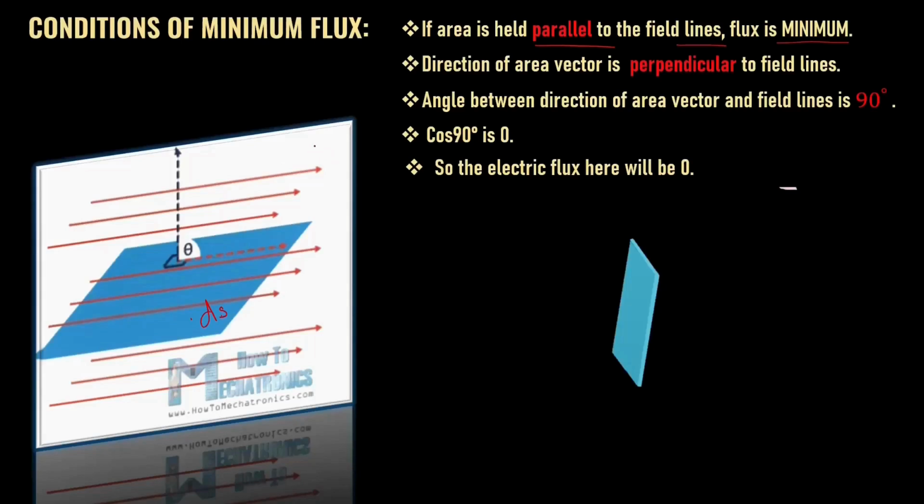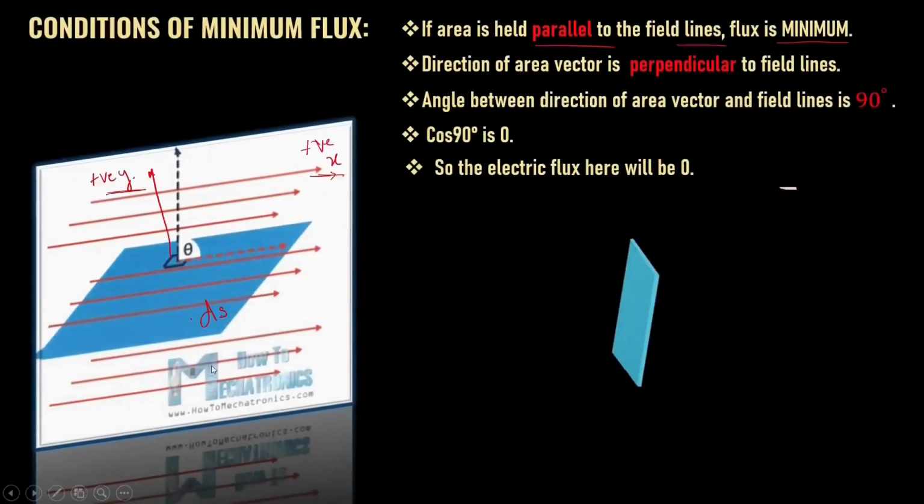So here, you can see along the positive x-axis, the field lines are passing, and the area is also held along the positive x-axis. So we will say area is held parallel to the field lines, but this time the area vector will be pointing along the positive y direction, because area vector is always perpendicular to the given surface area in an outward direction. So area vector will be in the positive y direction. The field lines are along the x direction. So the angle between the area vector and the field lines is 90 degree.